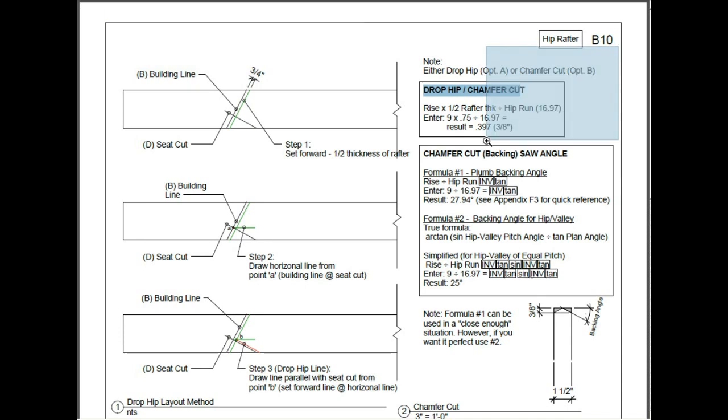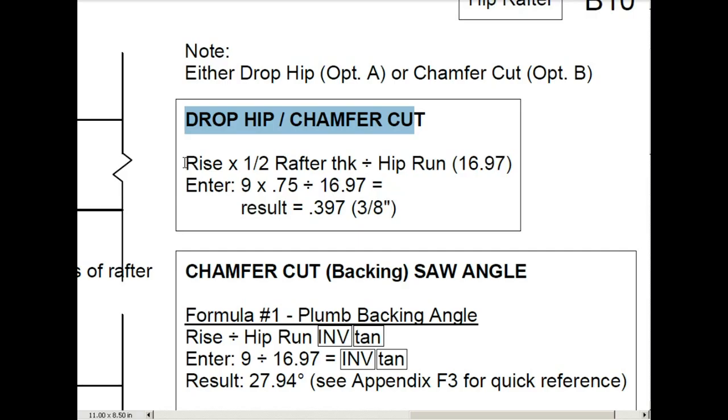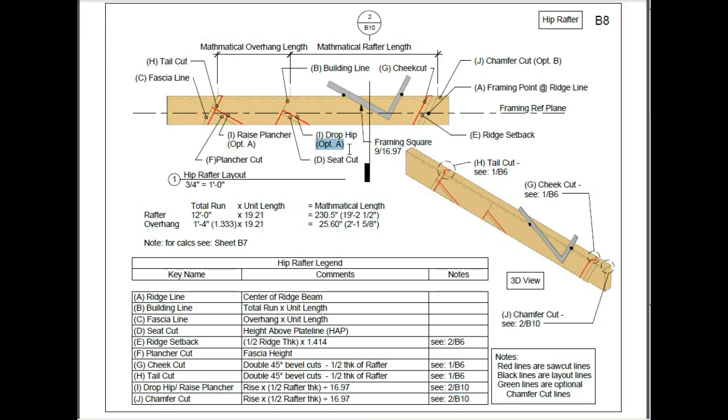And this is fairly easy. You just type in the rise times half the rafter thickness. You divide that by the hip run of 16.97. And the result is 0.397, or 3/8 of an inch. This is option A. Option B is to perform a chamfer cut.